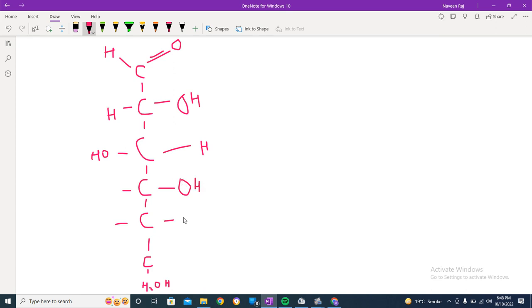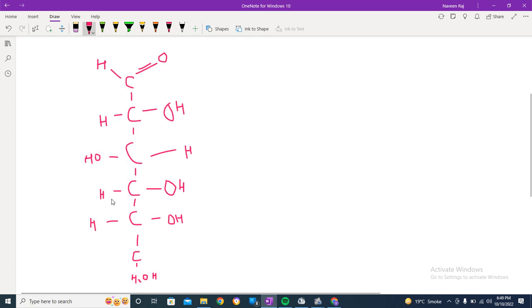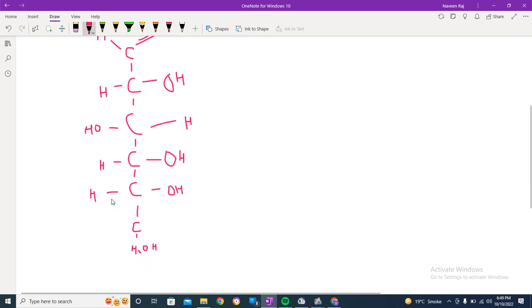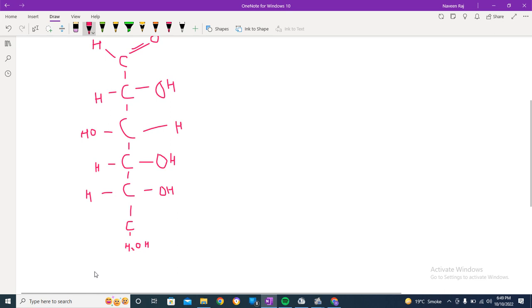OH and OH, H. On the right side we do OH and on the left HO, because on the right side there is a direct link between oxygen and hydrogen. So this is D glucose.